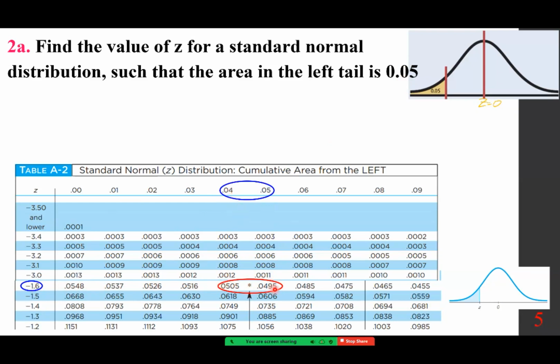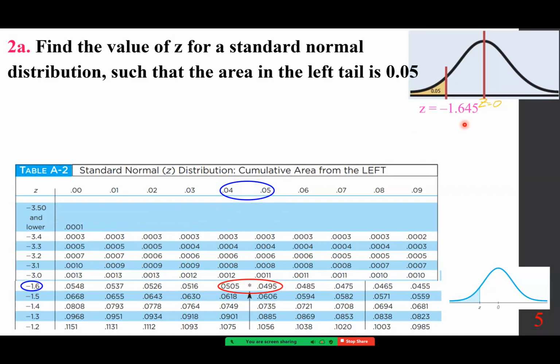This 0.0495 area corresponds to negative 1.65. So to go in between these two numbers, between negative 1.64 and negative 1.65, we are going to say negative 1.645. We're going to go with it. So negative 1.64, negative 1.65, in between is negative 1.645.